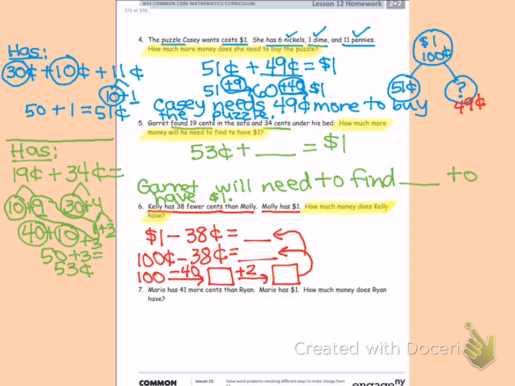Then remember, we always answer the question in a complete sentence. How much money does Kelly have? Kelly has blank. Now let's look at number 7. Mario has 41 more cents than Ryan. Mario has $1. How much money does Ryan have?